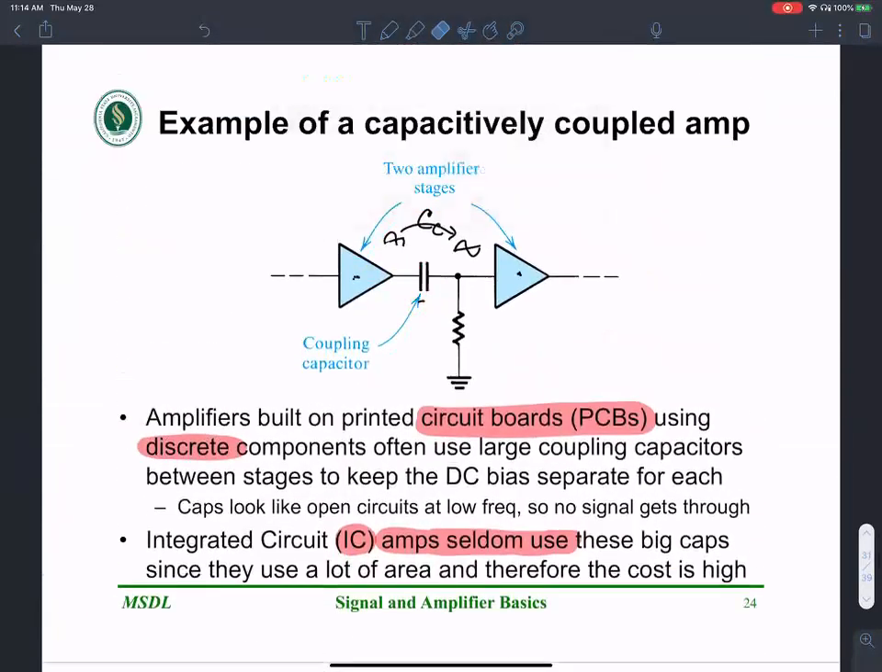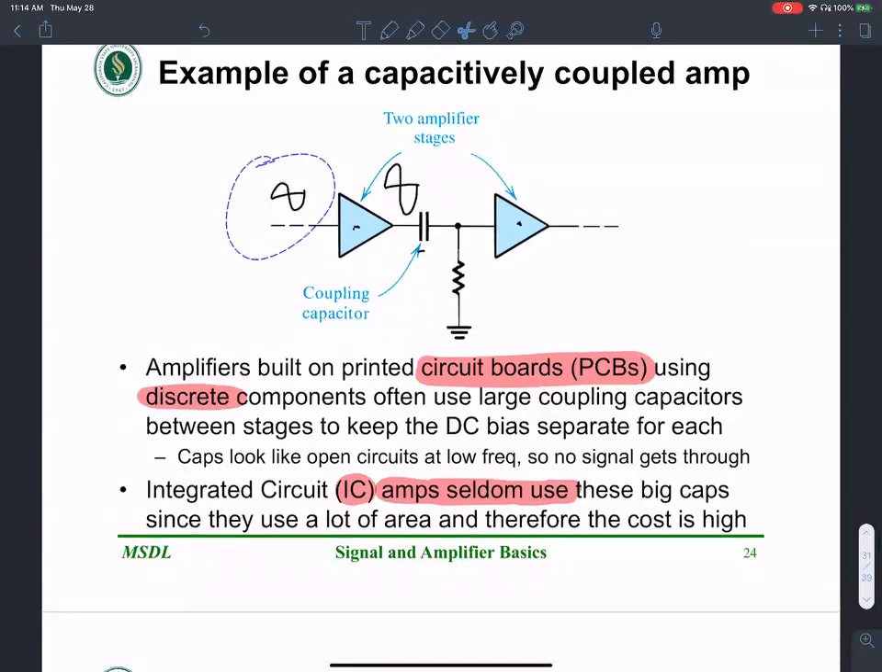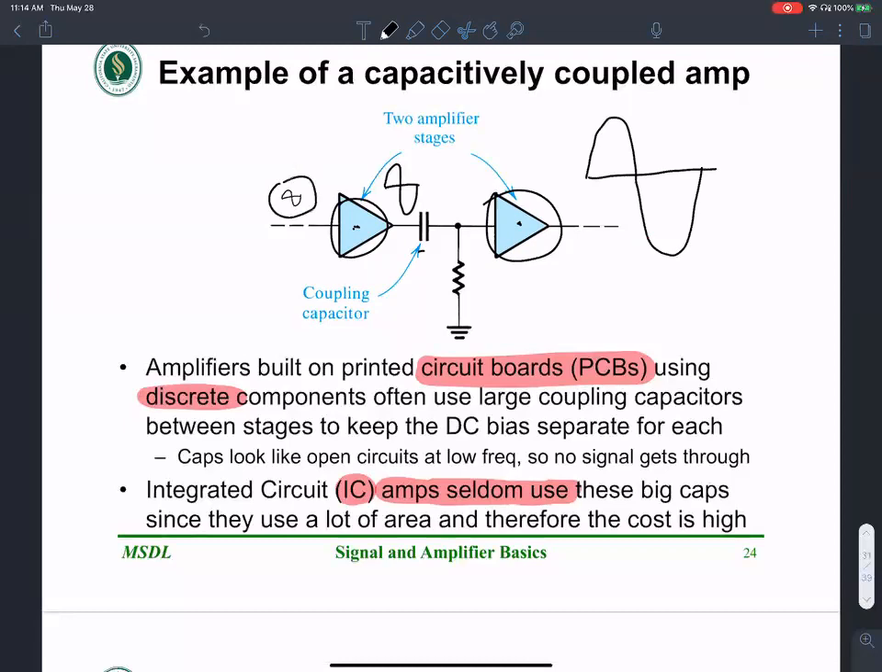The idea is that when you have two stages, there's a small signal coming out of this stage. That is amplified over here, so this is much smaller. Let's say you want another amplification stage on top of this one to make your amplifier gain much bigger. So you started out with a small signal, you amplified it in the first stage, and you have further amplification in the second stage.